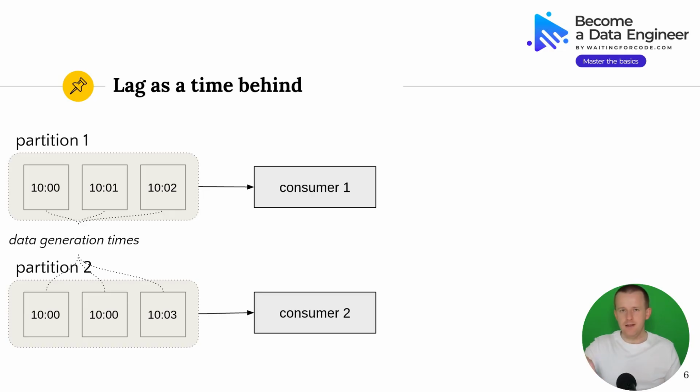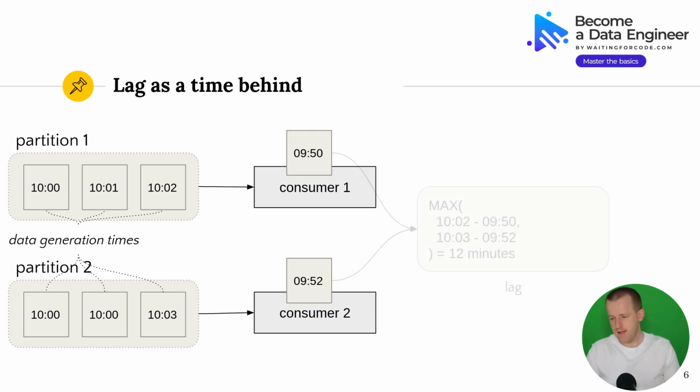And the record-based definition is a bit simplistic because often we reason about lag in terms of time. So how late I am, how many minutes, seconds, or hopefully not hours or days I am regarding the data that is available in my input partitions. Here we have data for 10 o'clock already in our partitions, but the consumer is only processing data for 9:50 or 9:52.